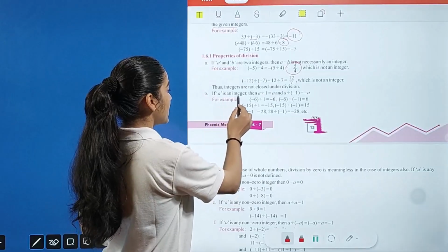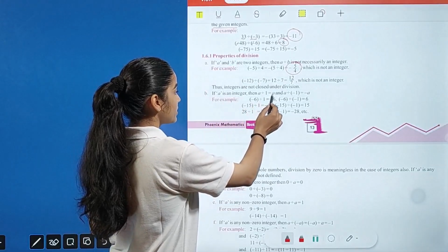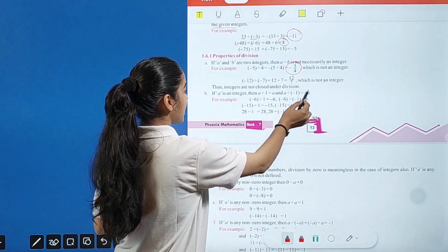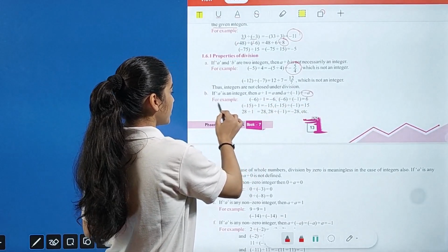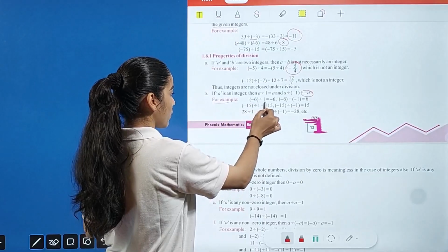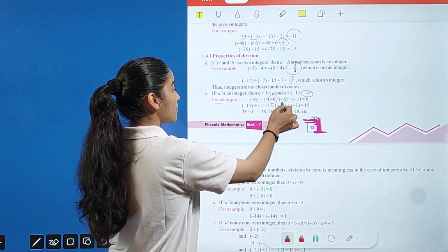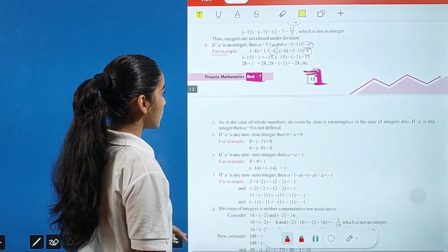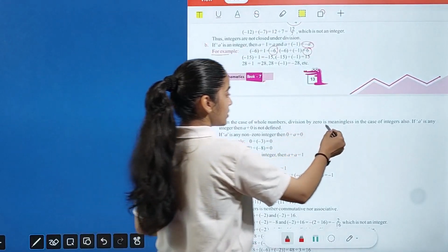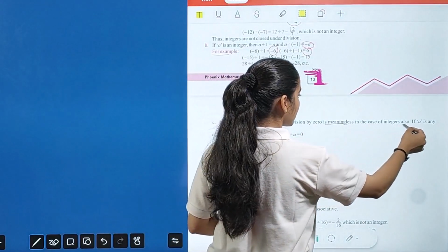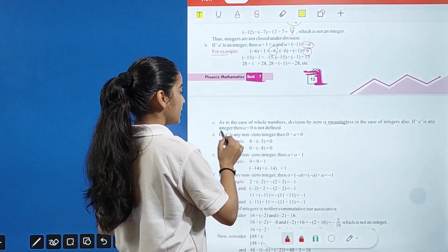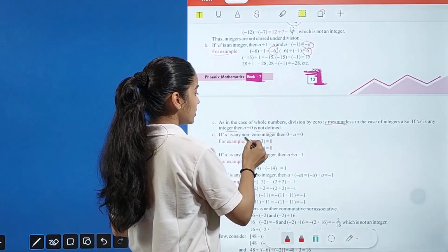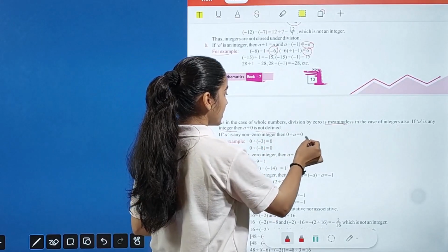Now, if a is an integer, then a divided by 1 is equal to a, and a divided by minus 1 is minus a. For example, minus 6 divided by 1 is equal to minus 6, and minus 6 divided by minus 1 is positive 6. As in the case of whole numbers, division by 0 is meaningless. In the case of integers also, if a is any integer, then a divided by 0 is not defined. If a is any non-zero integer, then 0 divided by a is 0.